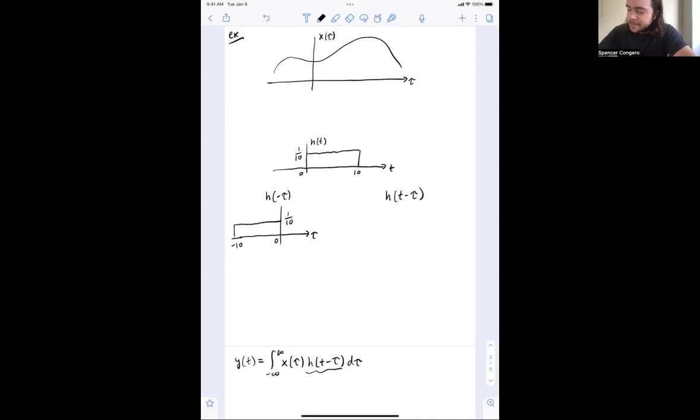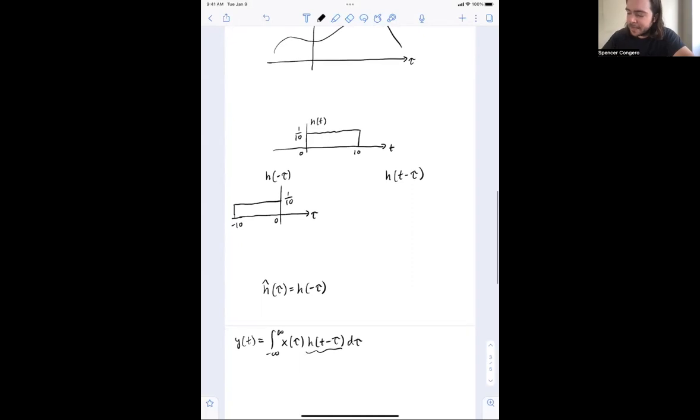Let's think about it. It's a little confusing because we have different arguments and negations. So I'm going to use a trick I like to use. I like to call this h of negative tau function something else, h hat of tau. And then let's look at what happens when I take that function and shift it to the right by t. I gave it a new name just to make it easier so I don't have to worry about that negative sign. Now I'm going to shift that function to the right by t.